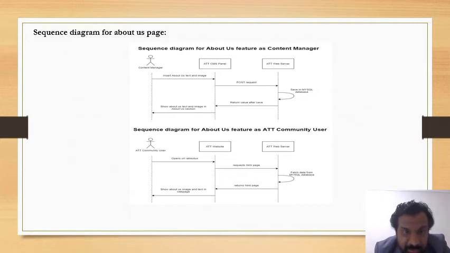text us. And the sequence diagram of the about us feature, as ATT community, where we have the ATT content manager, where he opens the URL of the ATT website, and from there a request is sent to the HTML page, the ATT web server, and it will fetch the data from the MySQL database and return to the HTML page and show the about us image and text web page.